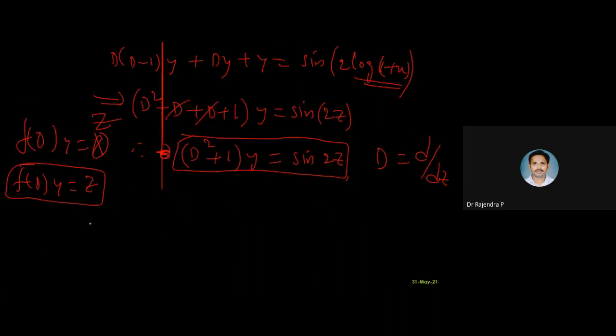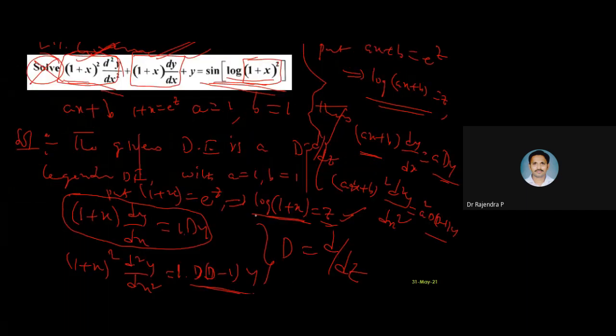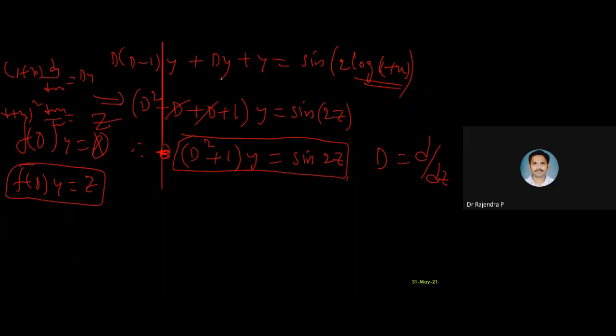Is it clear? So I did the same thing here. In this particular problem, I have (1 plus x) into dy by dx, that will be 1 into dy, that is D y, and (1 plus x) whole square d square y by dx square, that is D into D minus 1, as I showed you here. This is the result, D into D minus 1, that I am taking here.